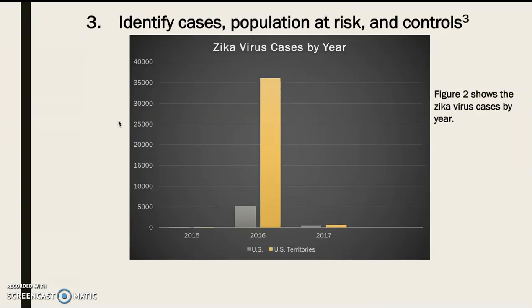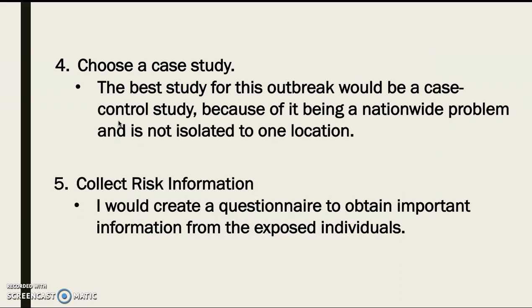The third step is to identify cases, population at risk, and controls. The chart shows the Zika virus cases by year. The fourth step is to choose a study. I think the best study for this type of outbreak is a case control study because this is a nationwide problem. It is not isolated to one location or place.